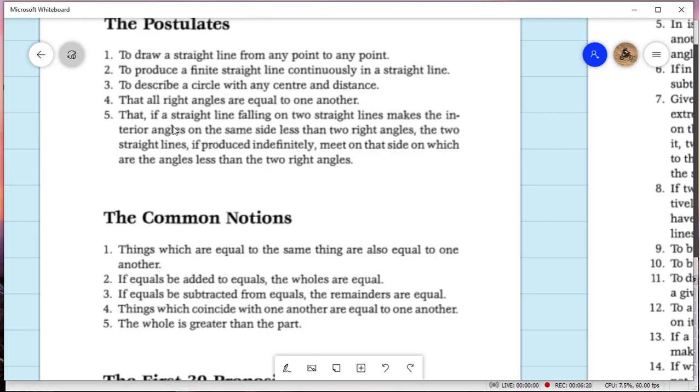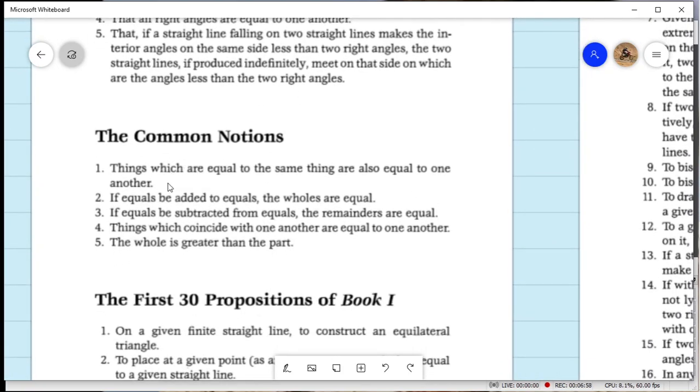The fifth postulate: if a straight line falling on 2 straight lines makes the interior angles on the same side less than 2 right angles, the 2 straight lines, if produced indefinitely, meet on that side on which the angles are less than 2 right angles. So these 5 postulates are geometric in nature, whereas the common notions, there are also 5 of them, can be applied to any branch of mathematics.